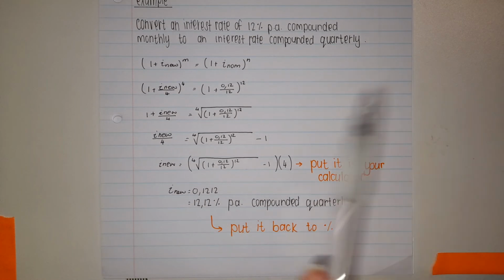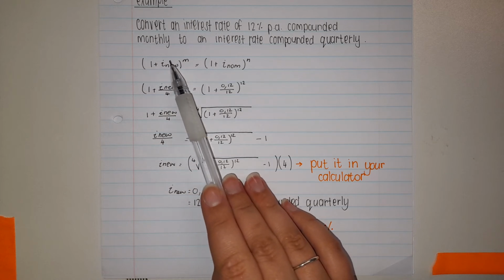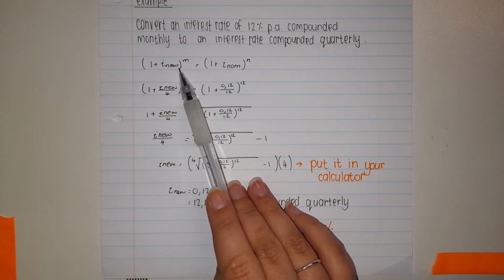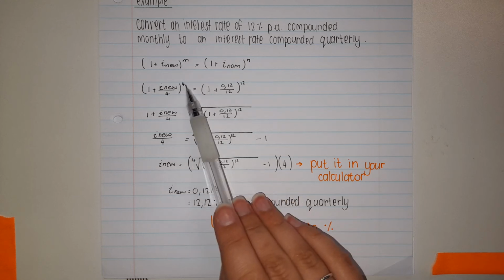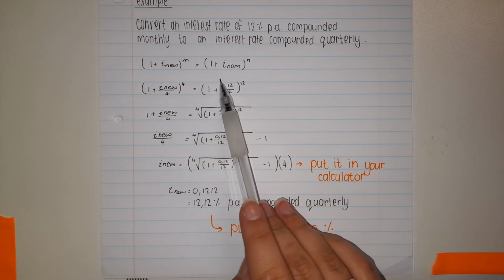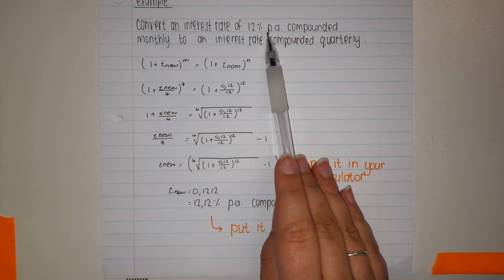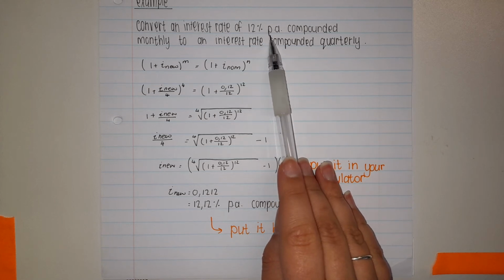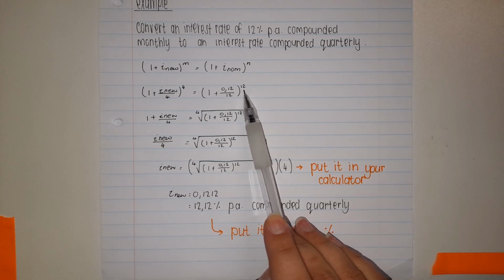Substituting into my formula, I have 1 plus i_new. I don't know what this is, I need to solve this. m, which is my time, is 4. Please note that quarterly is 4. Then substitute on the other side: 1 plus my interest rate that you give me in the question, my original one, my nominal interest rate, and my time period is 12 because it's monthly.